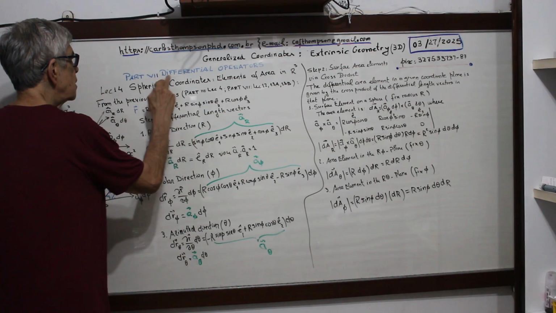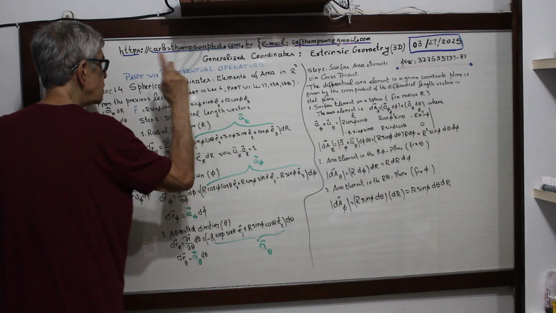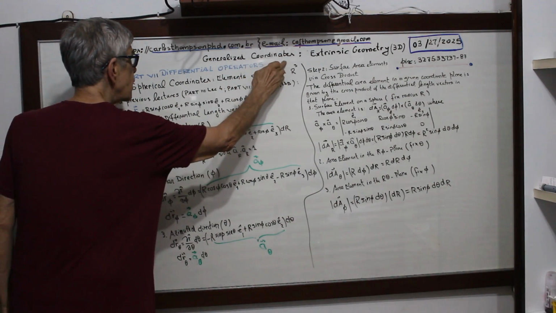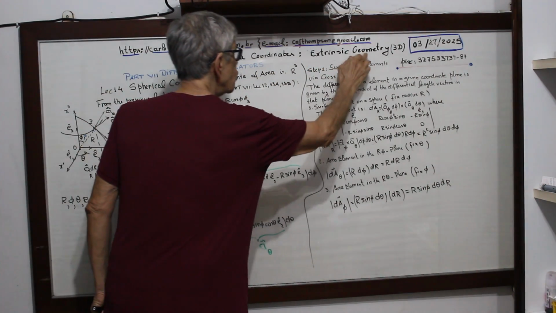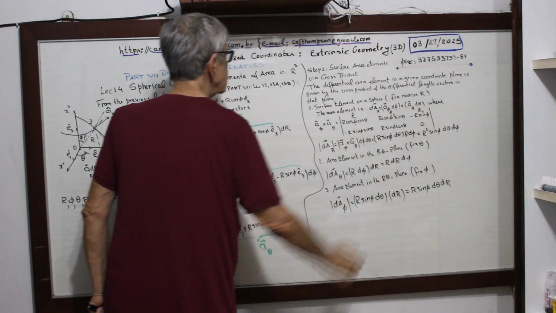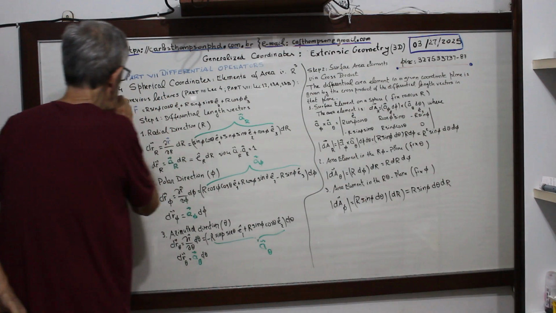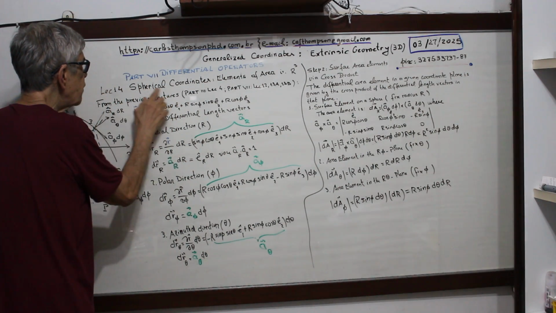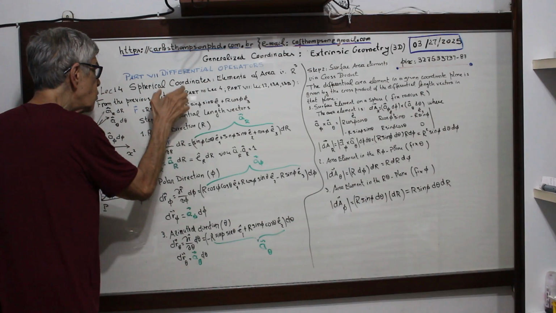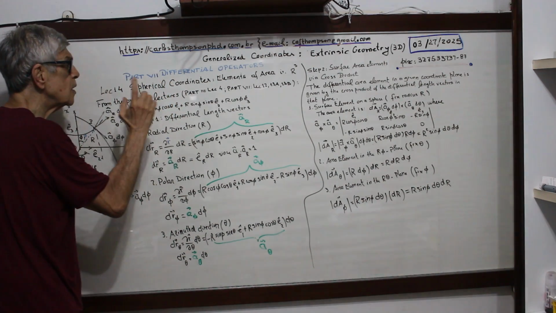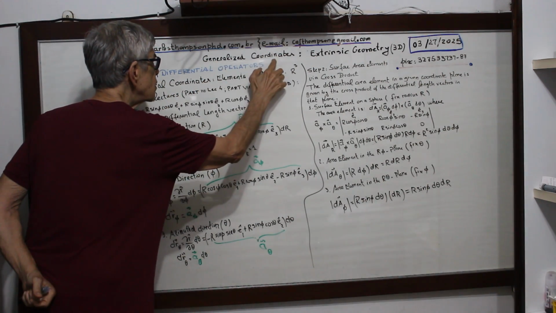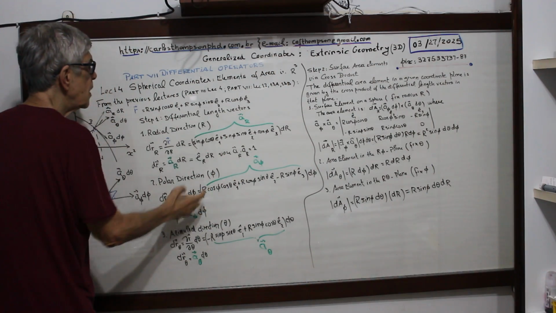Part 3, differential operator. Generalized coordinate. Extrinsic geometry, 3 dimensions. Lecture 14, spherical coordinate. Spherical coordinate is a particular case of the generalized coordinate.